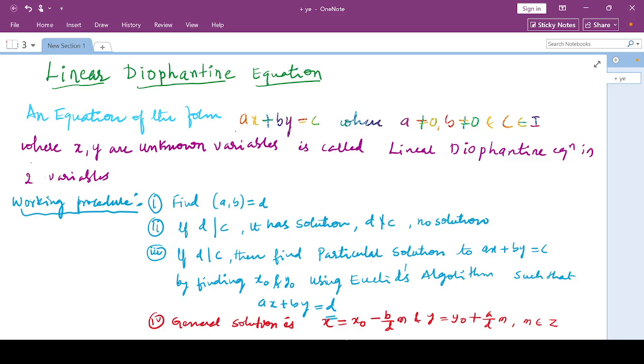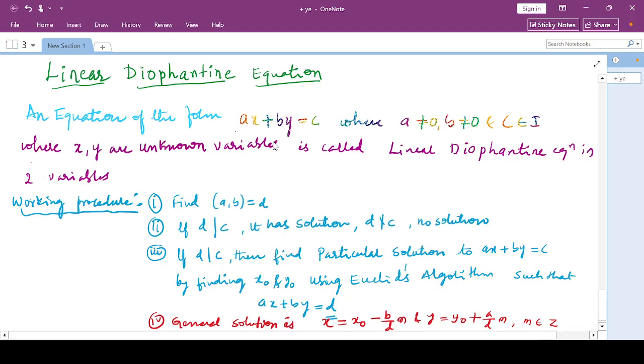In this video we discuss linear Diophantine equation. We study the linear Diophantine equation in modular arithmetic, or it is also a property of integers. It comes in number theory.